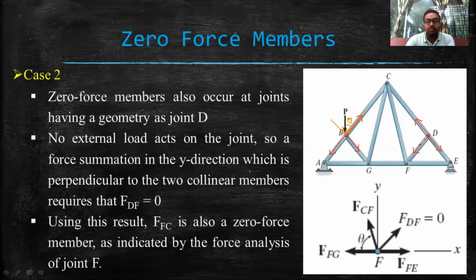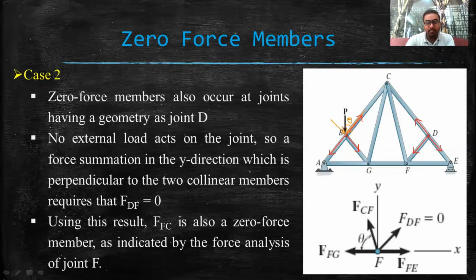Now, if we come to the joint F, then what will happen? If we draw the free body diagram of joint F, we can see that DF will be one member force, and we have already computed that this is zero. Now there is force FE acting in the horizontal direction, the positive x direction. We have FG acting in the negative x direction, and we have force CF acting at an angle theta with the horizontal direction.